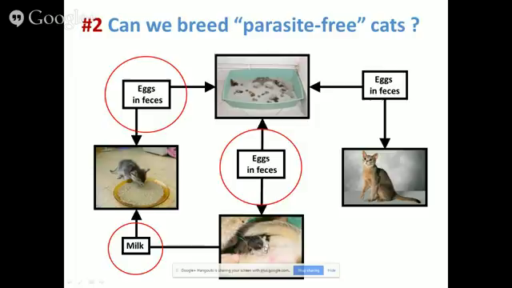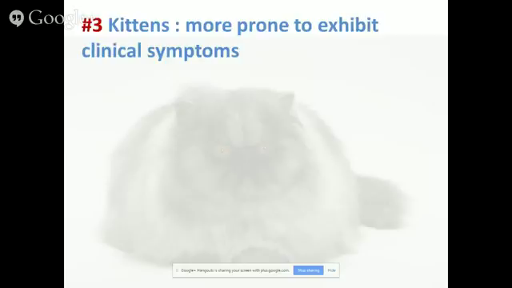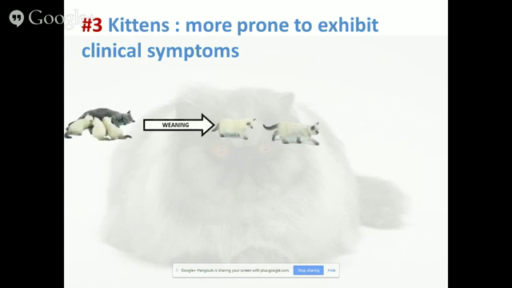So it's important to keep in mind that whatever we do, there will be circulation of parasites inside your cattery. What we need to do is to control this as much as we can in order to prevent the occurrence of clinical signs. Because this is especially important in kittens. Kittens are definitely more prone to exhibit clinical symptoms for different reasons.